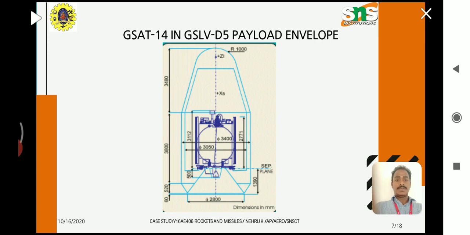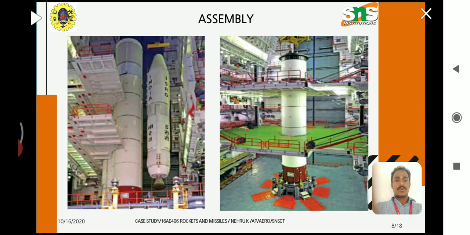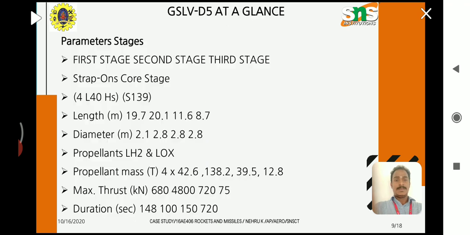The overall height is around 606. The nose cone will be 3488 mm, the satellite portion 3800 mm, and the diameter will be 2800 mm. This is the assembled part of the GSLV, and the structural components are being fixed stage by stage. The machining of these components is done before the ground test. In the GSLV D5 we will see the first, second, and third stages, and the strap-on core stages and strap-on motors will be there.